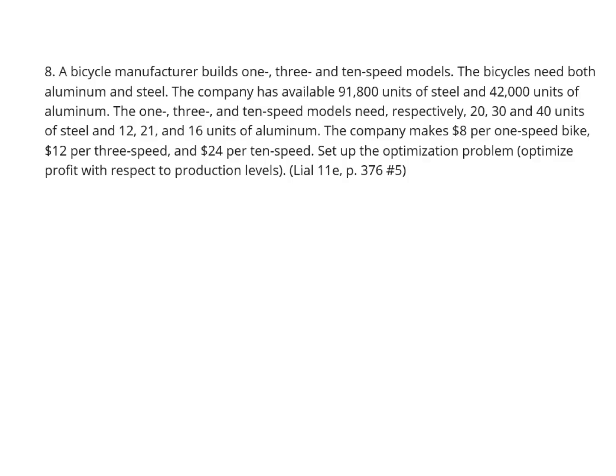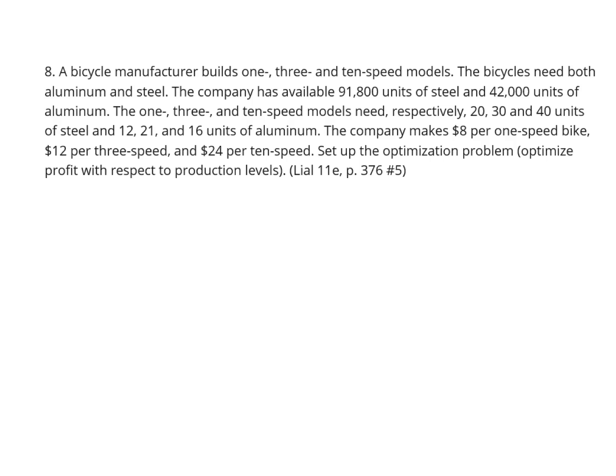Okay, so a bicycle manufacturer builds 1, 3, and 10 speed models of bikes. The bicycles need both aluminum and steel. The company has available 91,800 units of steel and 42,000 units of aluminum. The 1, 3, and 10 speed models need, respectively, 20 units of steel, 30 units of steel, and 40 units of steel, and 12, 21, and 16 units of aluminum. The company makes $8 per 1-speed bike, $12 per 3-speed bike, and $24 per 10-speed bike.